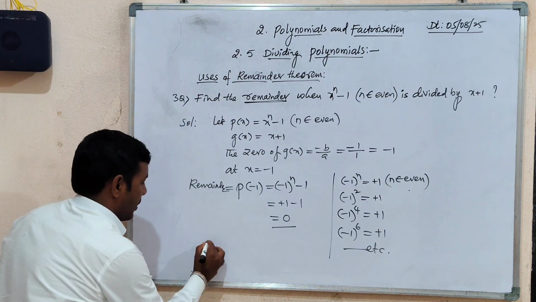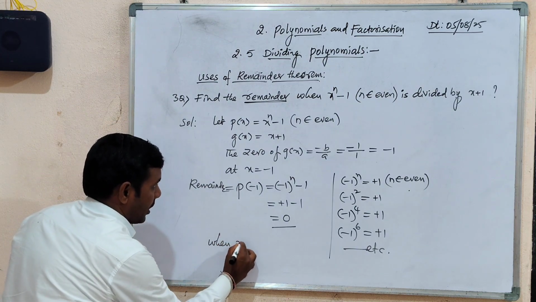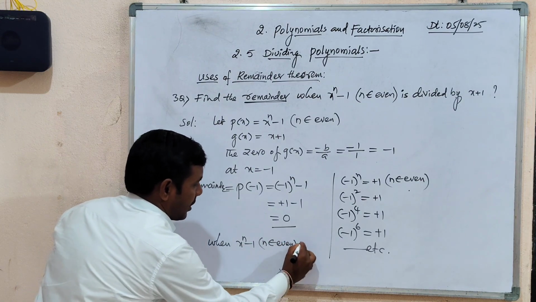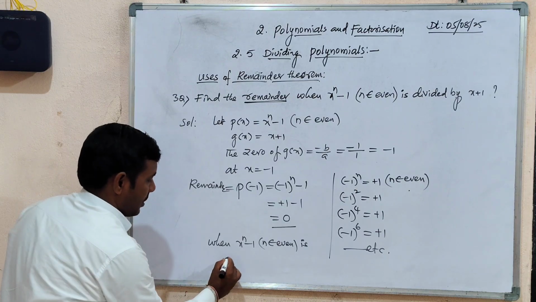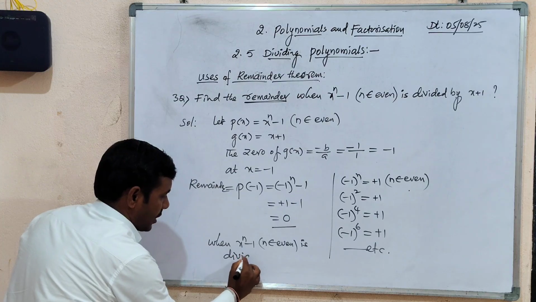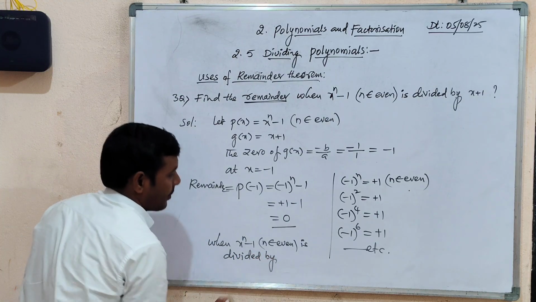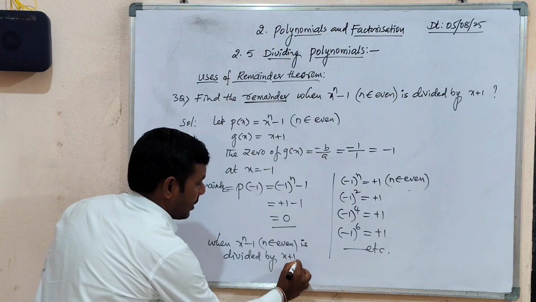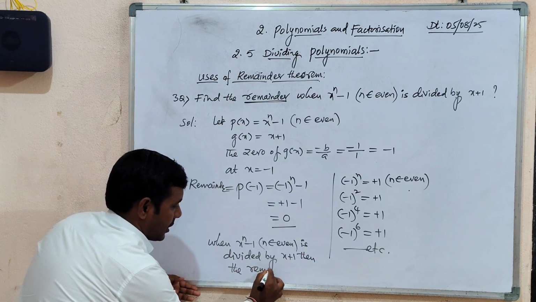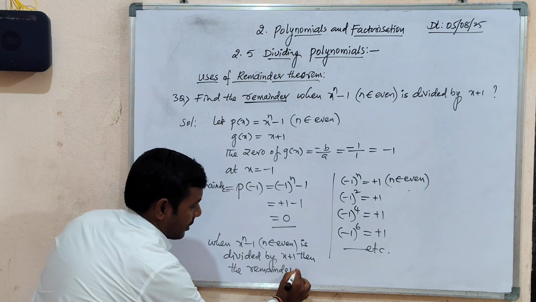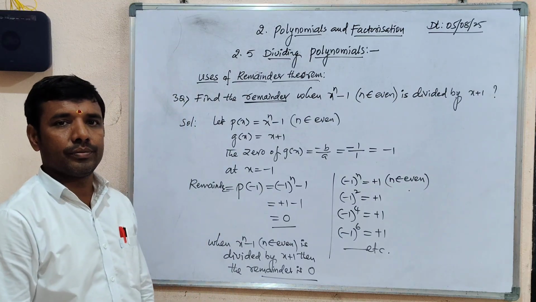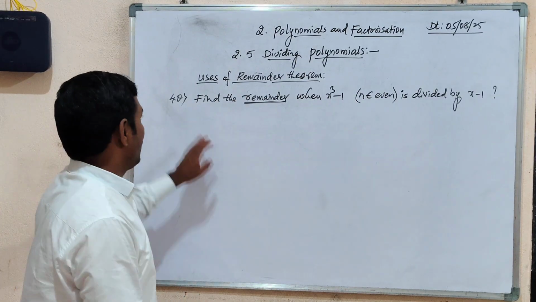That means when x to the power n minus 1, where n belongs to the even numbers, is divided by x plus 1, then the remainder is 0. This is one model. Okay, let us see the fourth problem.